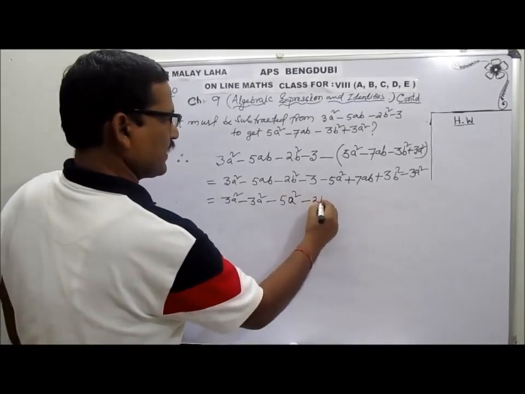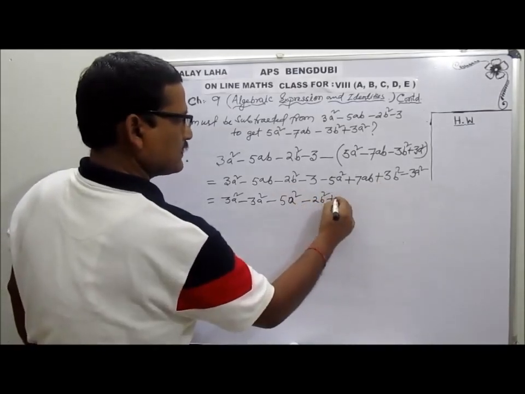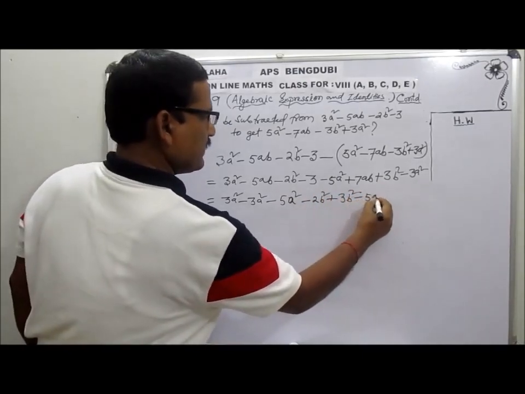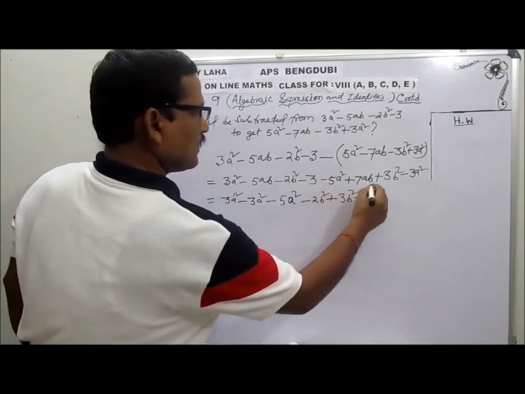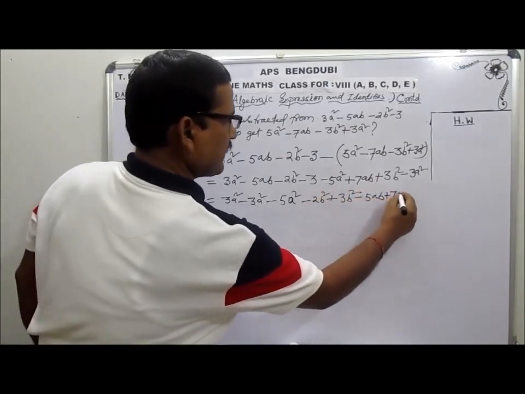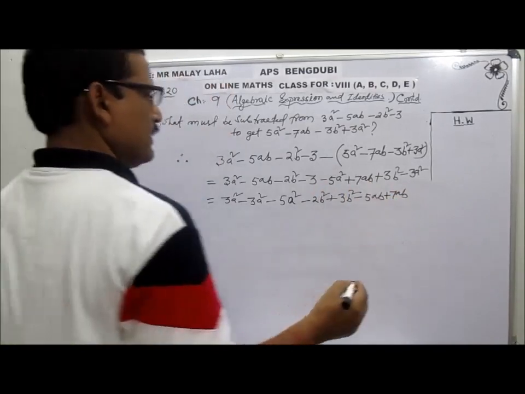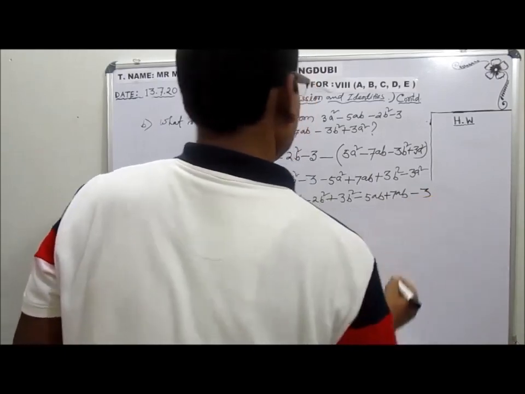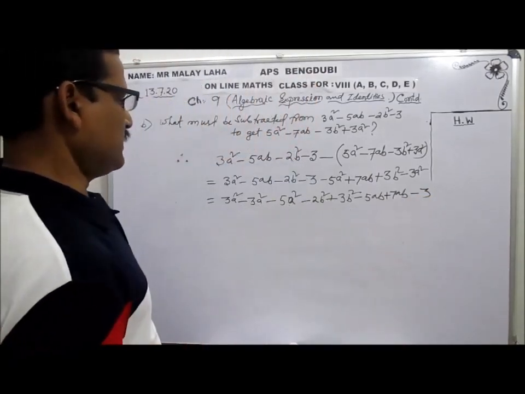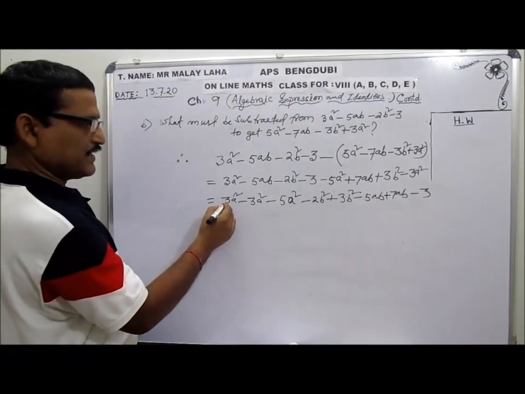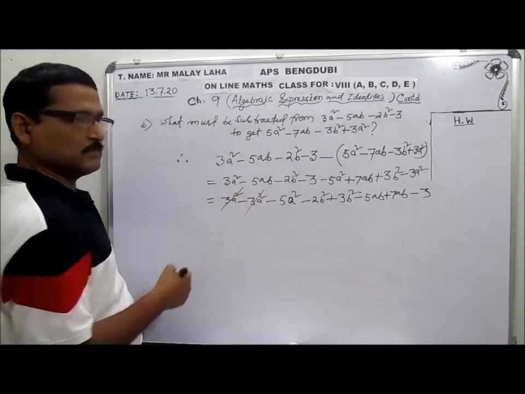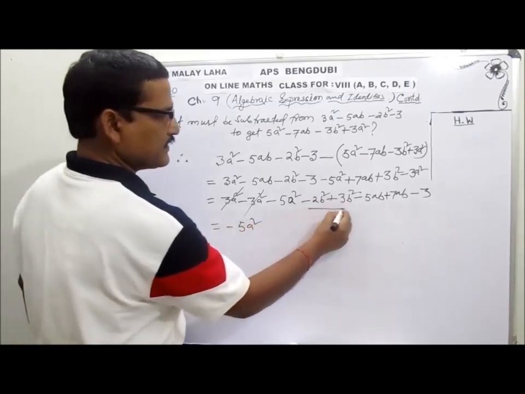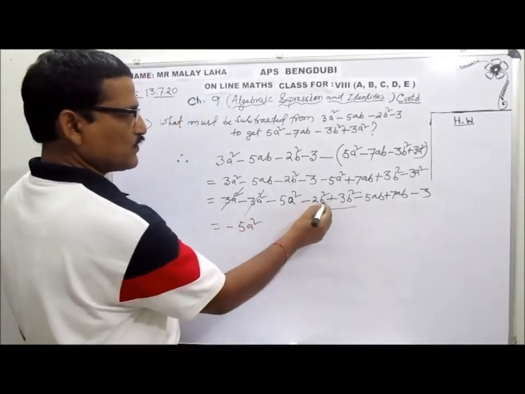minus 2b square here plus 3b square. Now minus 5ab and here plus 7ab. Here the last one is minus 3. Okay, nothing is there, only 3. So plus 3a square minus 3a square gets cancelled, only minus 5a square is left. Now what is the result? Plus minus minus 2b square plus 3b square.